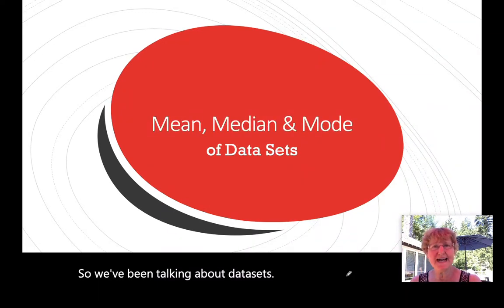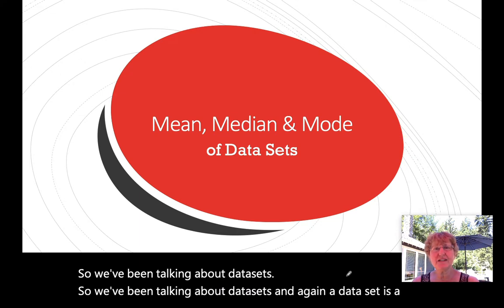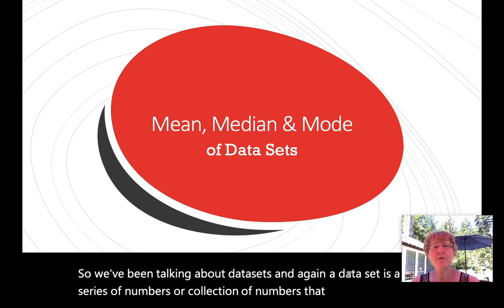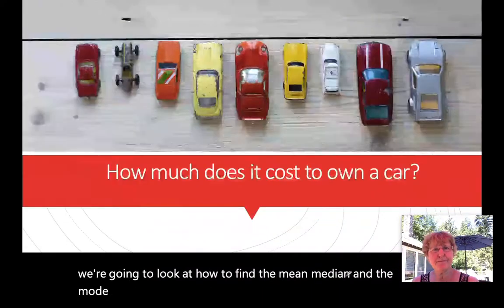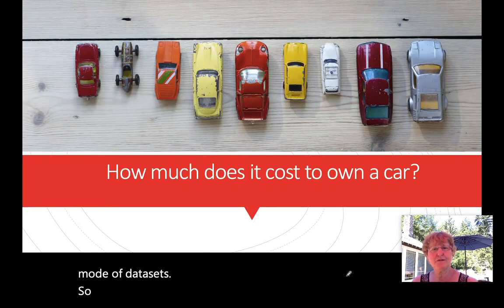So we've been talking about data sets. And again, a data set is a series of numbers or a collection of numbers that are related. Now we're going to look at how to find the mean, the median, and the mode of data sets. So let's use something practical. What does it cost to own a car?